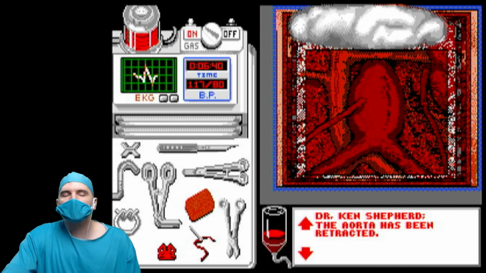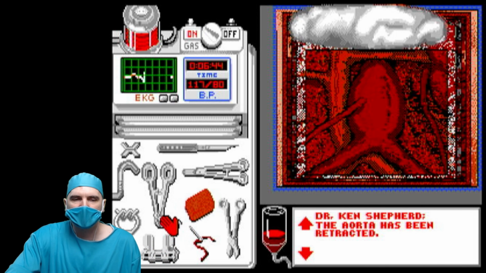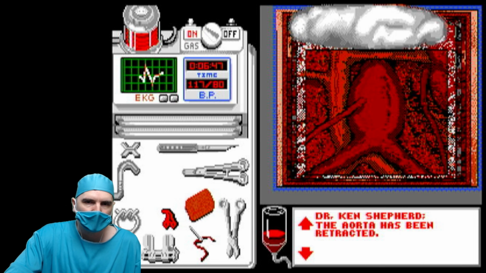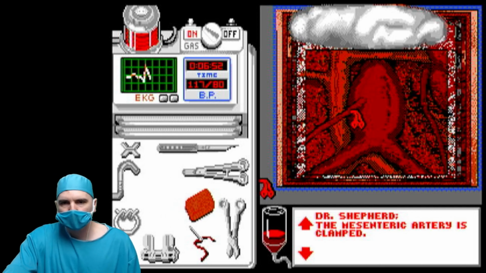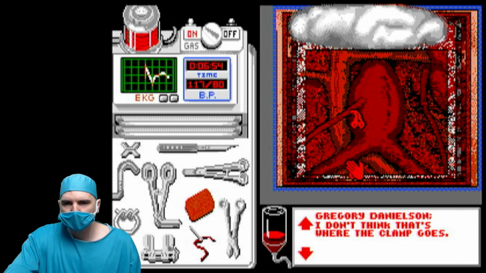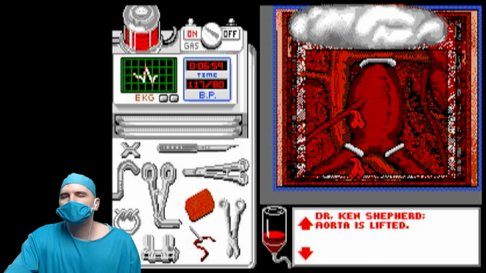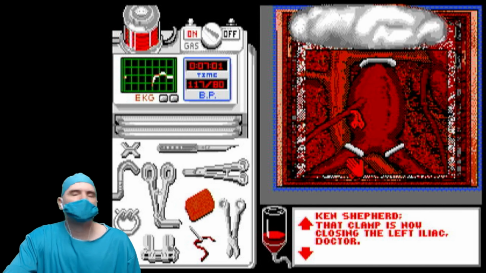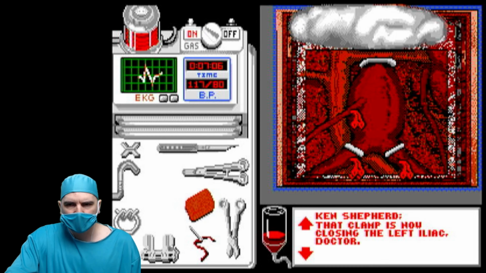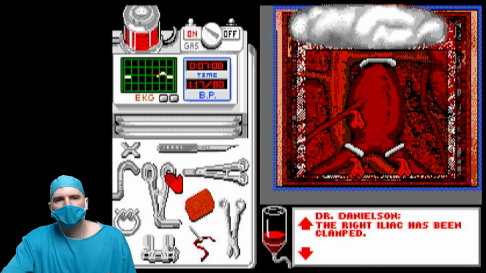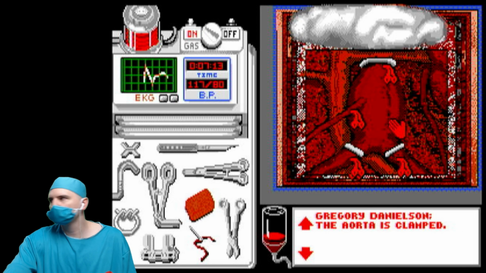Right, now it gets quite difficult. Now we need four clamps, and they all have to be in the right locations, don't they? Absolutely. Yes, Doctor. So the first one, the mesenteric artery is clamped. The second one goes here. That clamp is now closing the left iliac. Third one is here. The right iliac has been clamped. And the fourth one is here. This is the important one. The aorta is clamped. Good, thank you.